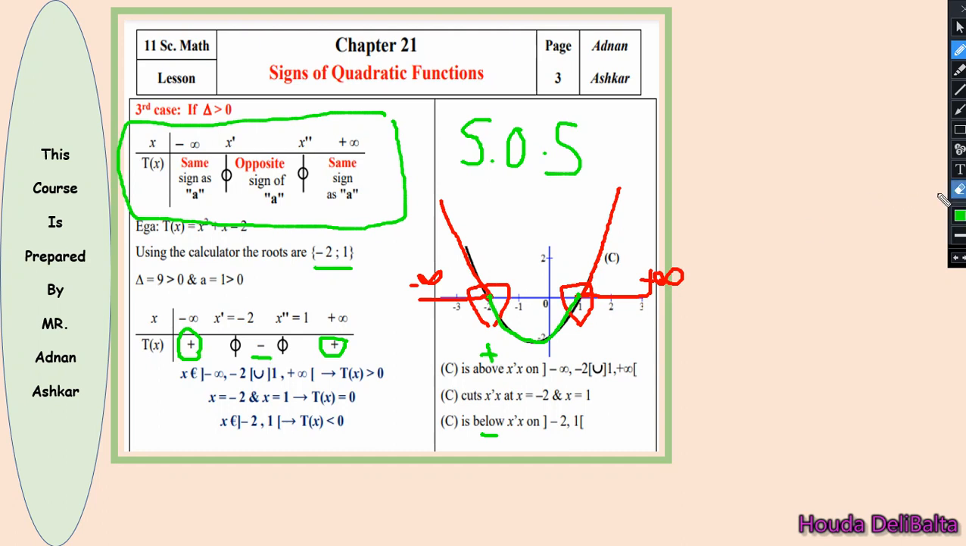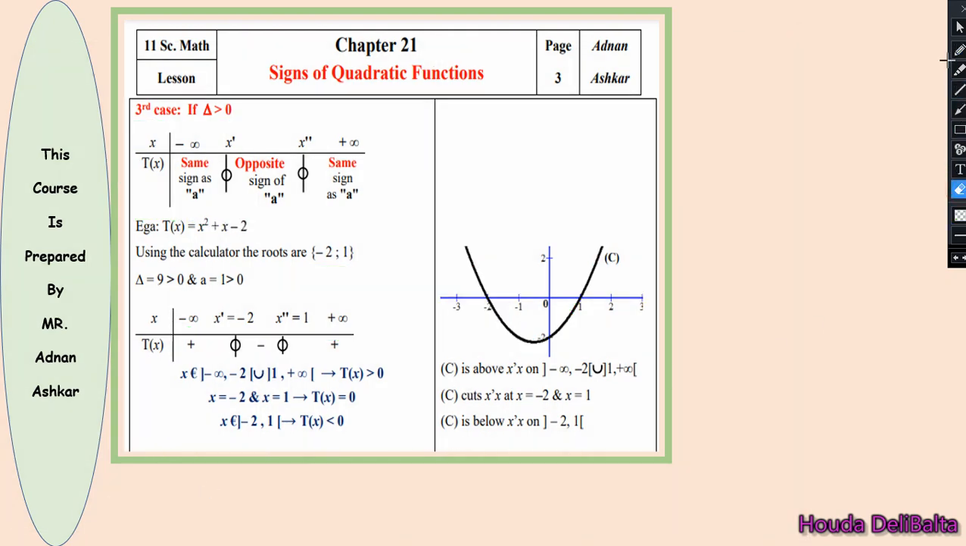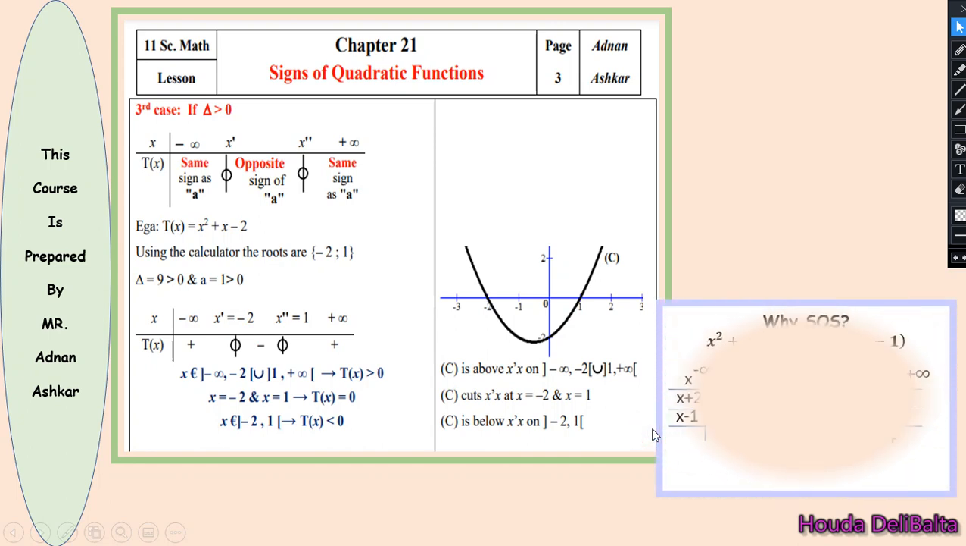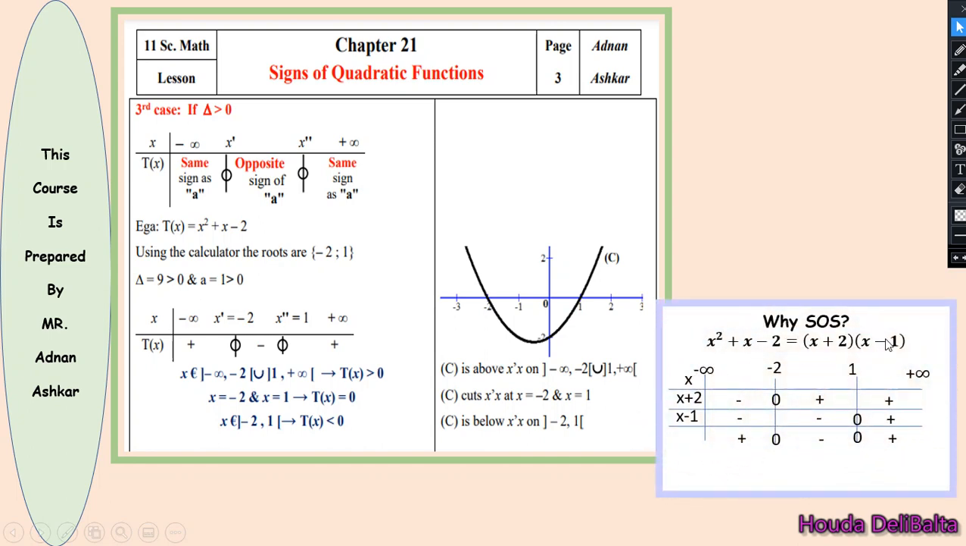Now, if we don't want to understand things graphically, where does the idea of same, opposite, same come from? Let's explain it analytically. Why S-O-S? Here is the function we are studying, x squared plus x minus 2. If we factorize it using the calculator, or if we find the roots using the calculator, the roots are minus 2 and 1, exactly as here.